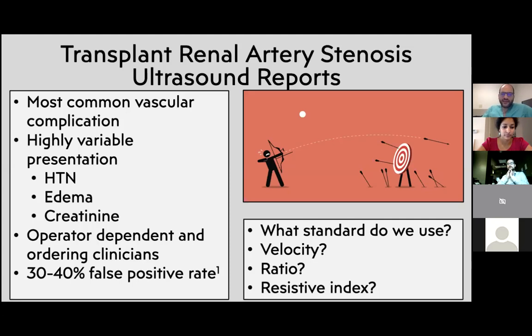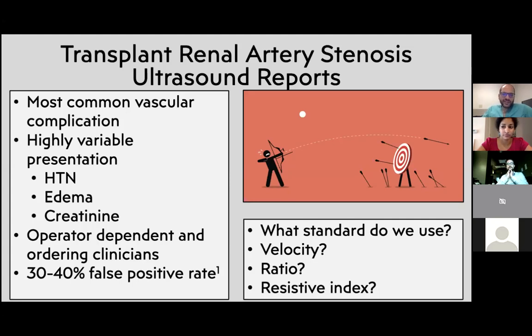They could just have hypertension that's refractory to blood pressure medication. They could have severe hypertension. They can have pitting edema. They can have pulmonary edema. They could have elevated creatinine. They can have all three. They can have any combination of those. And sometimes they're actually asymptomatic.